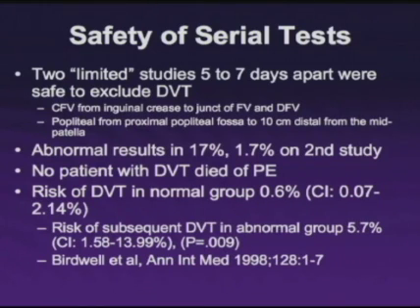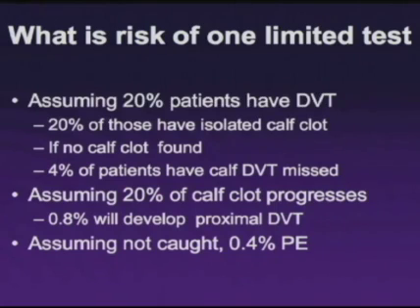low pretest probability. Well, what if you just do one limited test and don't look any further? Assuming 20% of patients have DVT, and 20% of those have isolated calf clot, 4% have calf clot that would be missed by this technique. And if we assume 20% of those patients, the calf clot will propagate, about less than 1% will develop proximal DVT, and of those 1%, only 0.4% will develop PE.